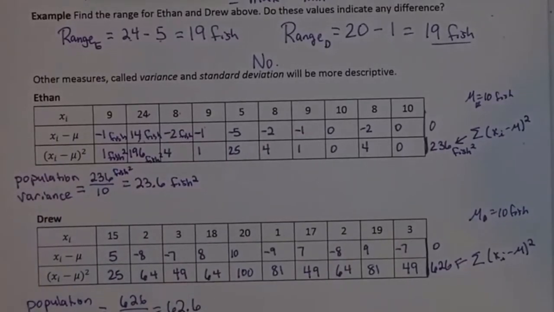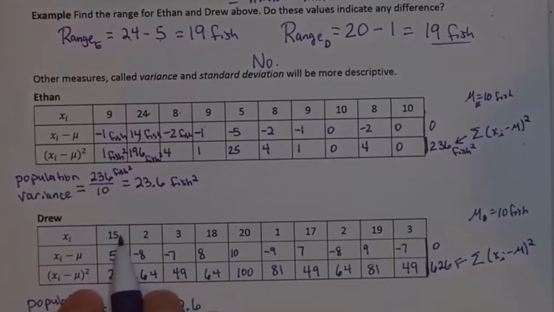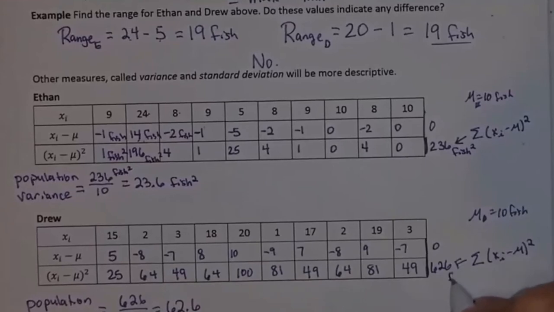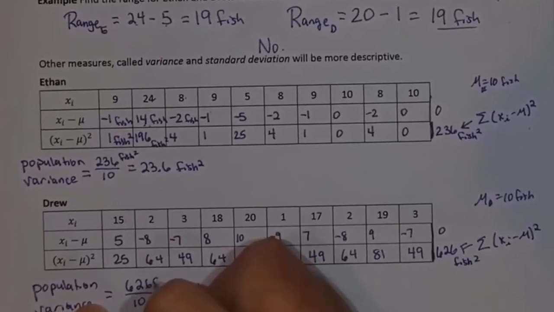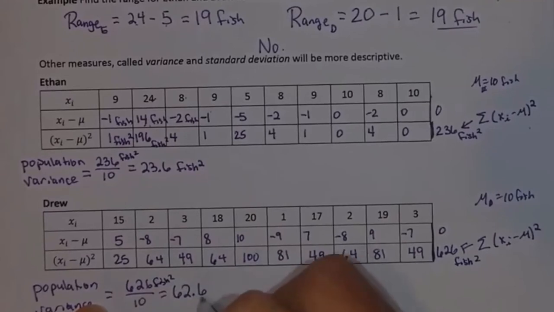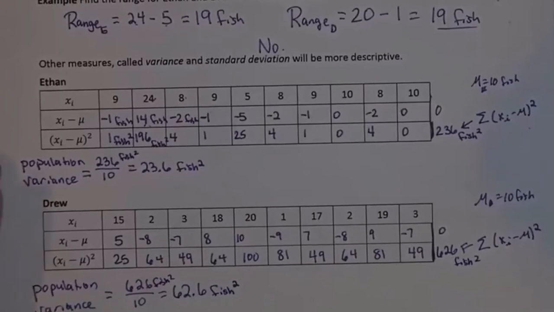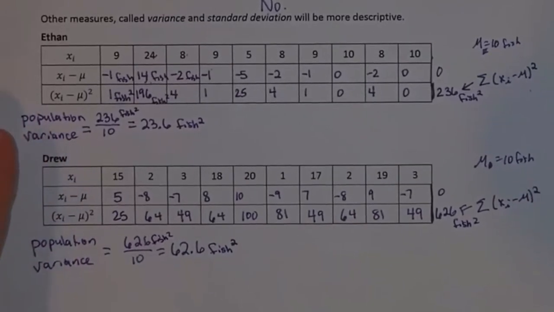So the only real problem with variance is I get these square units that don't really make sense, like square fish. And incidentally, the same thing would happen to Drew. 15 fish minus 10 fish would be 5 fish. And if I square that, I get 25 square fish. 2 fish minus 10 fish would be negative 8 fish. Square that, 64 square fish. So when I add this all up, that's 626 square fish. And if I take 626 square fish and divide by 10, that's 62.6 square fish. Again, the units don't make any sense.